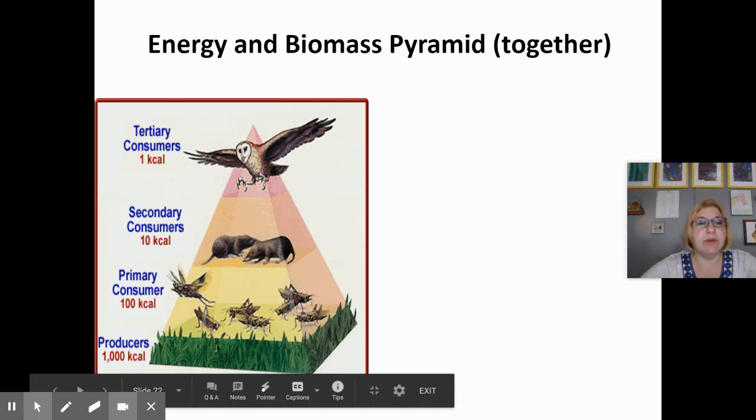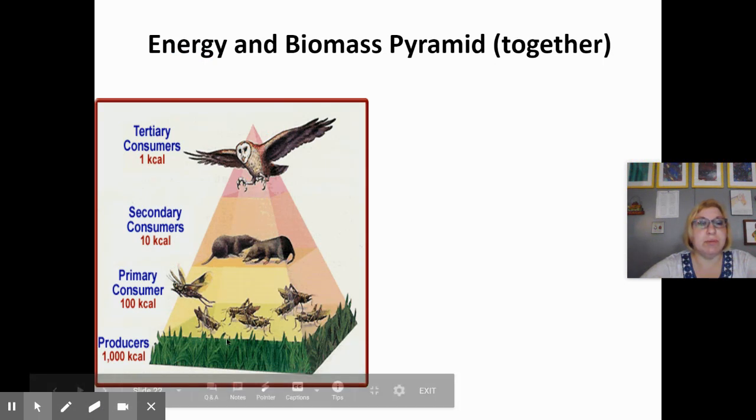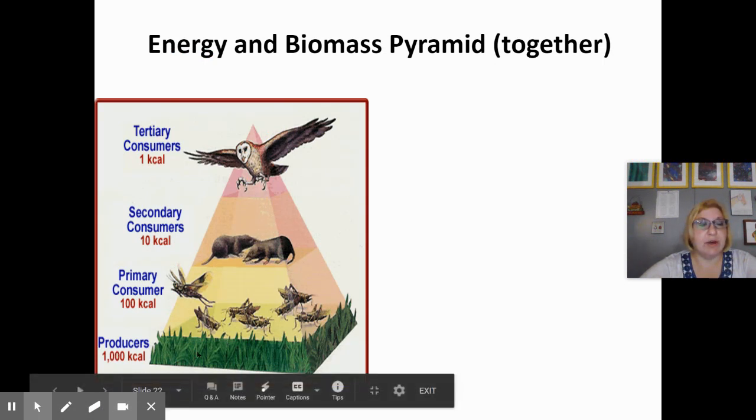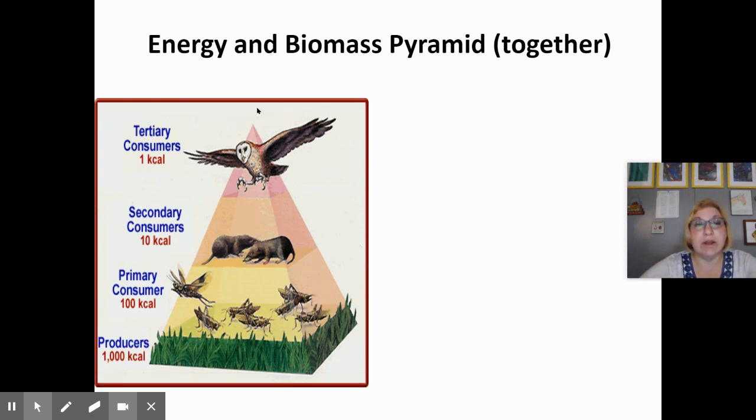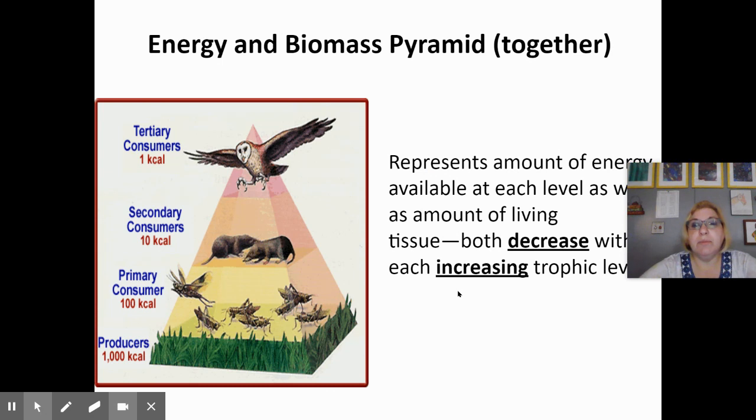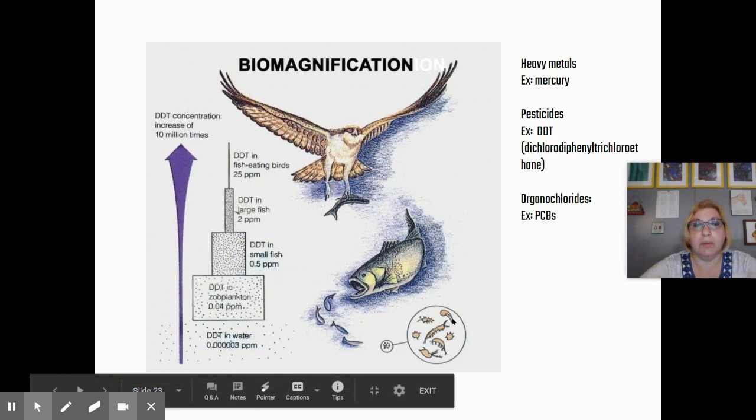So here we have a biomass and energy pyramid put together where you have 1,000 kilocalories. That's the amount of energy produced by the producers in this particular biomass pyramid. Then you have the primary consumers at 100, secondary at 10, tertiary at 1, and it could even go higher. And if something eats the owl, like a human, then we would have 0.1. So that shows you how they all fit together. So both the amount of tissue and the energy decreases as you go up.